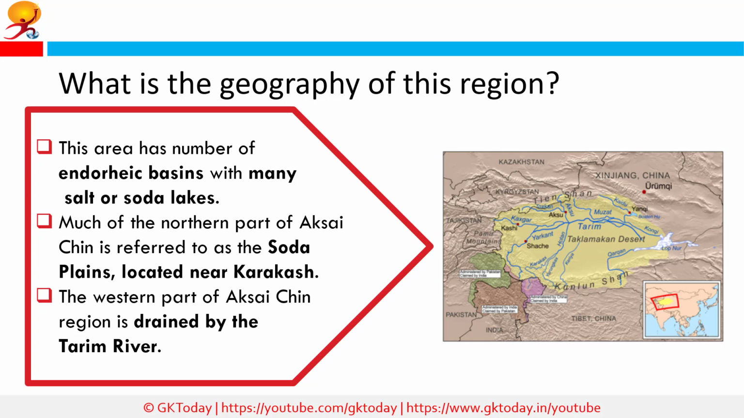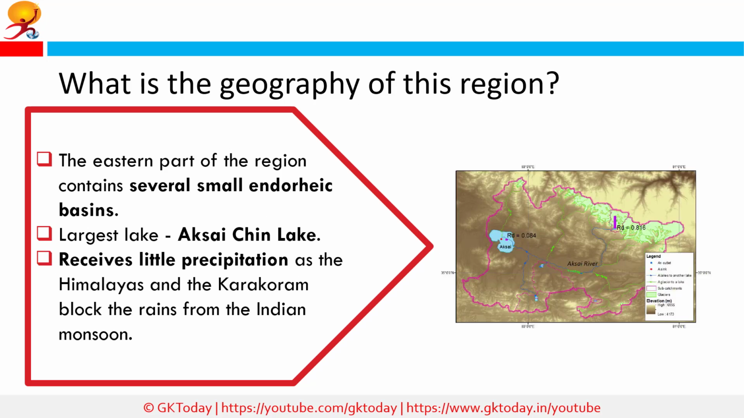river, the Karakash, which receives meltwater from a number of glaciers, crosses the Kunlun farther northwest in the Pishan county and enters the Tarim Basin, where it serves as one of the main sources of water for Karakax and Khotan counties. The western part of Aksai Chin region is drained by the Tarim River. The eastern part of the region contains several small endorheic basins. The largest of them is the Aksai Chin Lake, which is fed by the river of the same name.